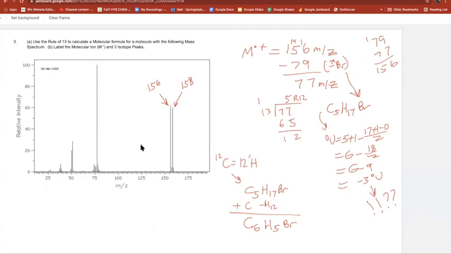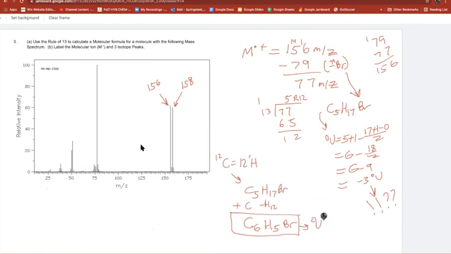So does this still add up to 156? It has to, unless I made a mistake. So 6 times 12 is 72 plus the 5 plus the 79, 156. This looks pretty good. I think this is good. So use the rule of 13 to calculate a molecular formula. Okay, I got it. Label the molecular ion and 3 isotopes. Okay, there we go. So that one works.